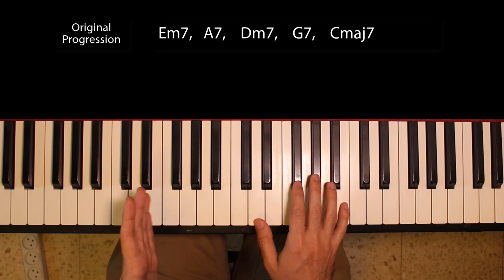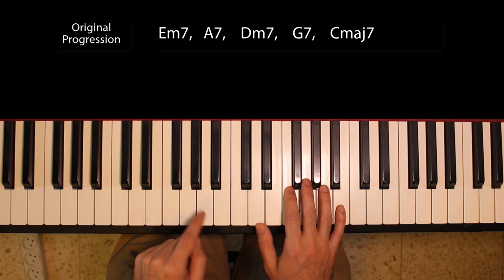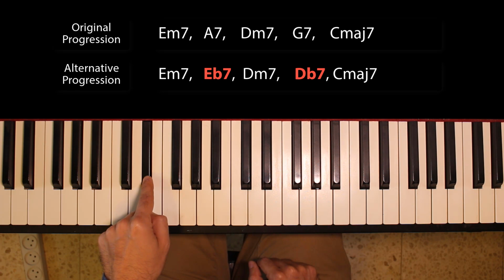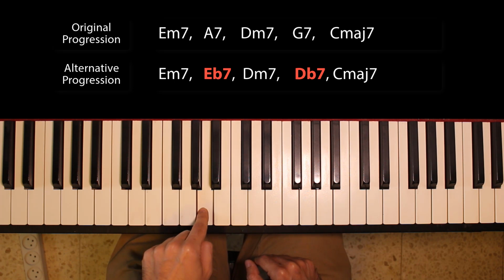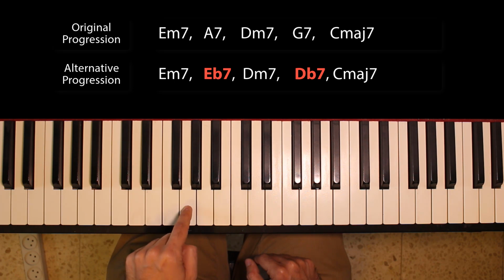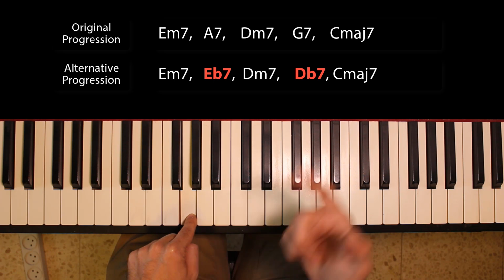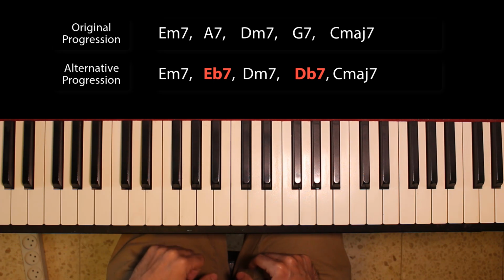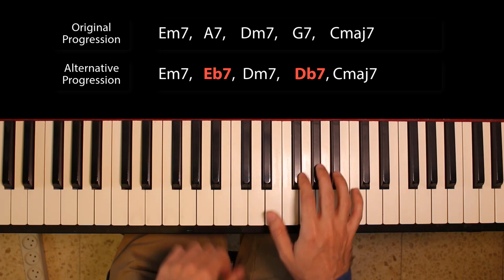Now I'm going to use chord substitutions at 2 points. First, I'm going to substitute a dominant 7th a tritone away. So instead of playing an A dominant 7, I'm going to play an E flat dominant 7th. And instead of playing a G dominant 7th, again I'm going to do a tritone substitution and play a D flat dominant 7th. Let's hear how this sounds.